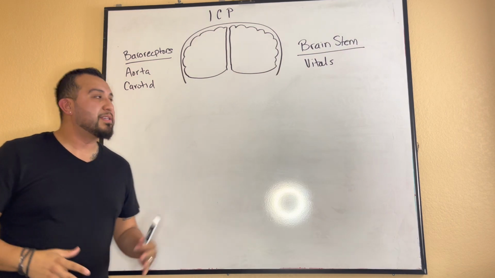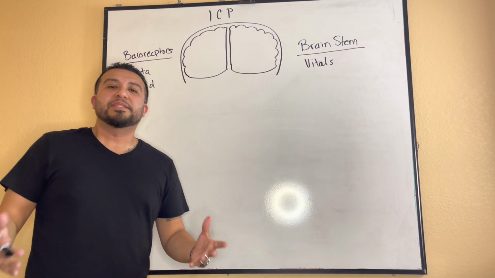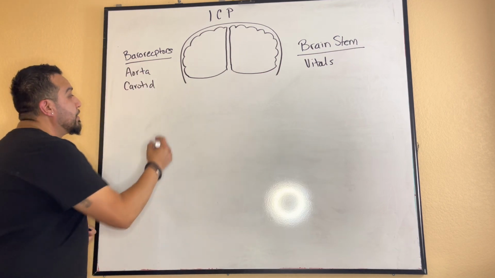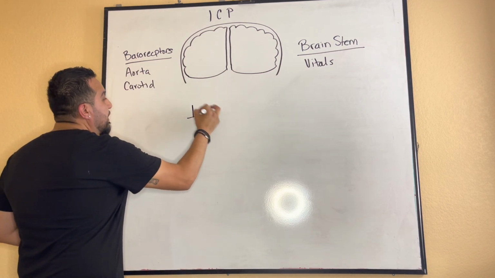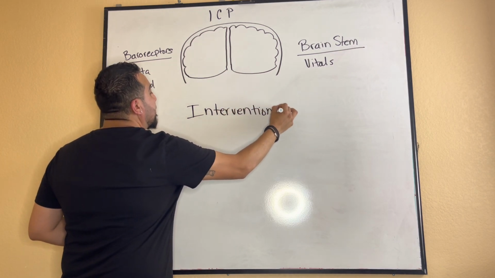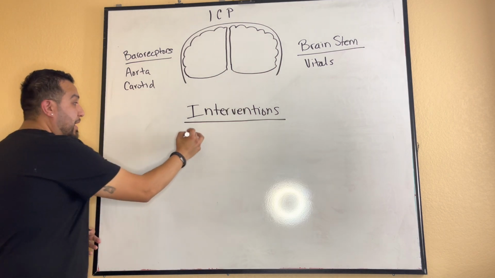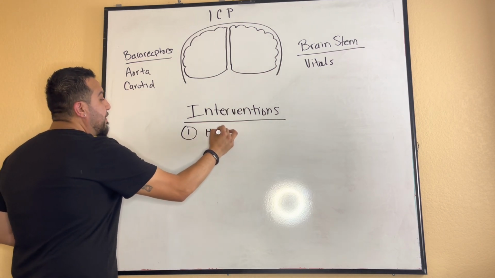So now that we've discussed the basic clinical manifestations of increased ICP, let's discuss some potential interventions. So the first thing we're going to be discussing in our interventions is what position are we going to place the head? The head of the bed is very important.